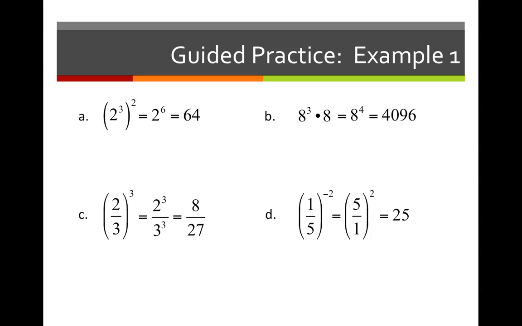In part C, we've got the power of a quotient property working. So both the 2 and the 3 can get cubed separately. And then 2 cubed is 8, and 3 cubed is 27, so 8/27 is our answer. And then finally in part D, we have 1/5 to the negative 2 power.